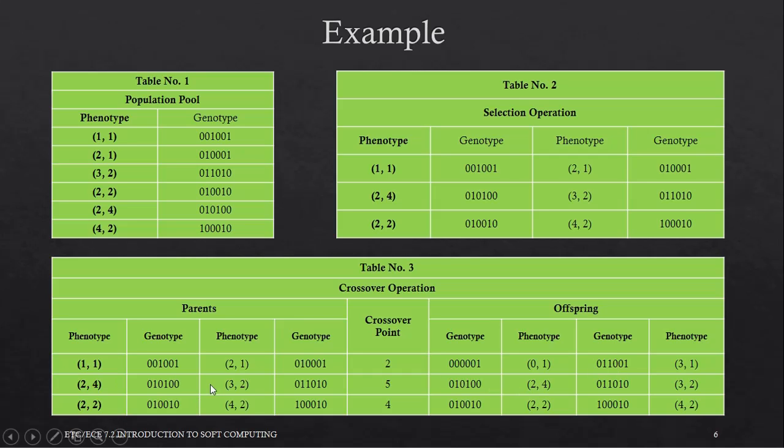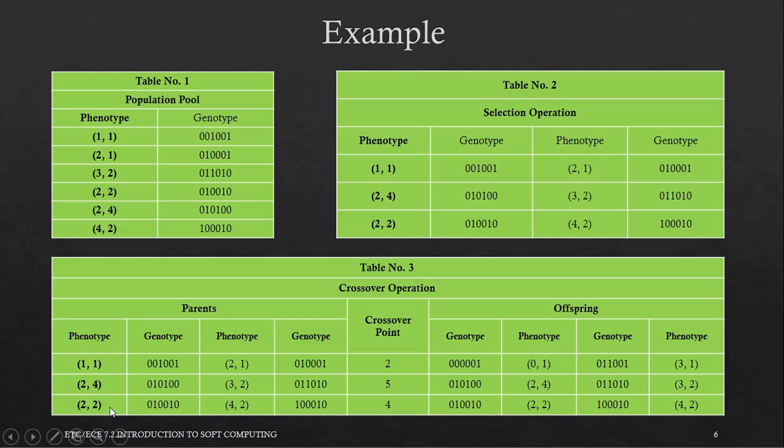Let us go to the second set of parents, 2,4 and 3,2. If we consider the crossover point as 5, 01010 will be retained from 2,4 in the first offspring, and 0 will be retained from the second parent in the first offspring. In the second offspring, 01101 will be retained from the second parent and 0 will be retained from the first parent.